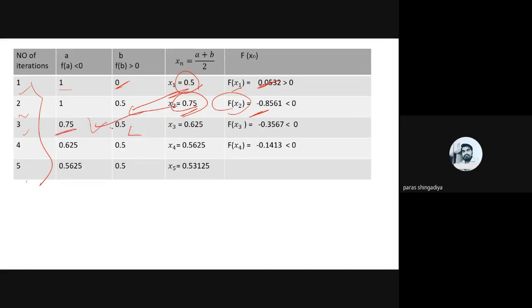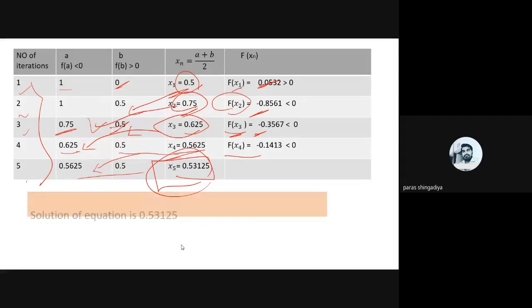So 0.75, 0.5, and consider the average, that is 0.625. Find its output, that is negative. So 0.625 replaces 0.75 again. Again consider the average, 0.65625. Check its output, and that is negative, again replace with 0.625, and again consider the average, that is 0.53125. That is the required answer up to the 5th approximation. So that is our second example that we discussed in the last lab.